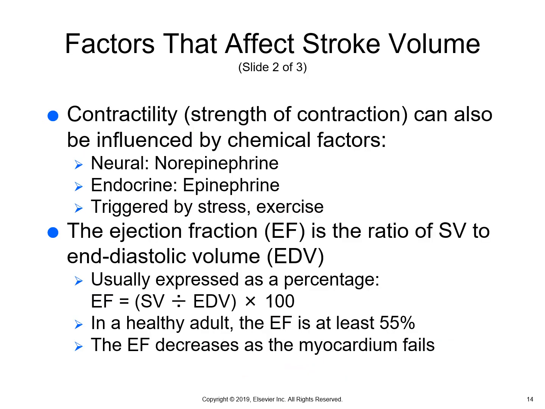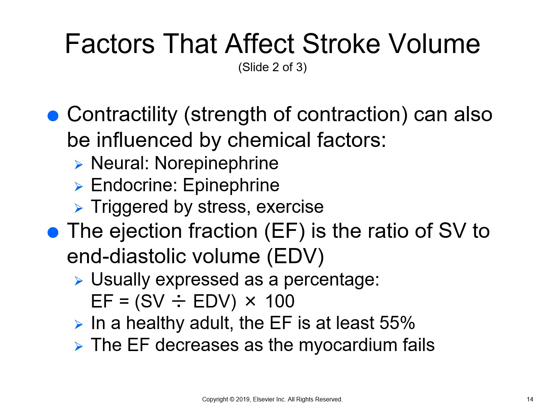So we're continuing our discussion about stroke volume, but now we're focusing on contractility, which is the strength of the heart contraction. Contractility is influenced by chemical factors that either strengthen or weaken the heart's ability to pump blood. We have the neural and the endocrine influence. These are two major chemicals that affect contractility.